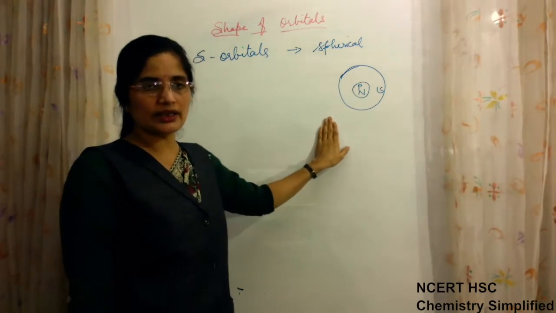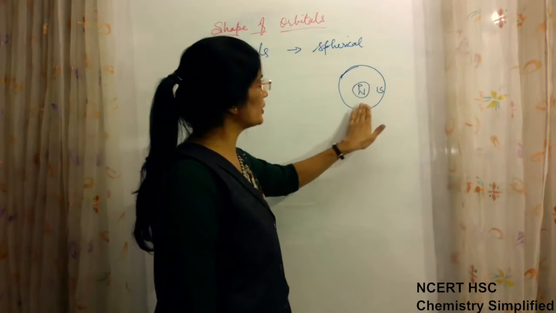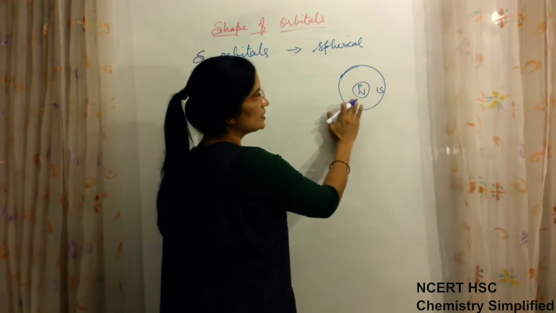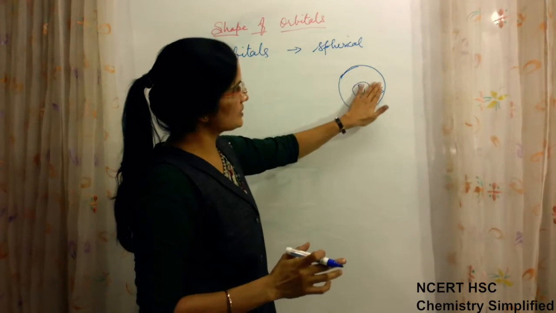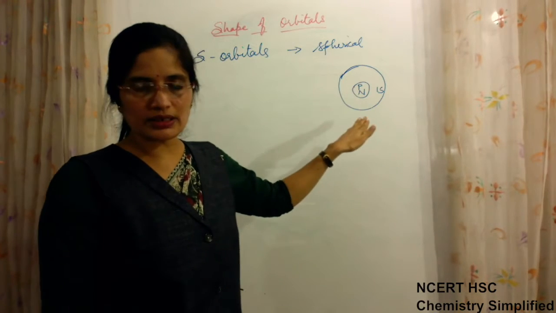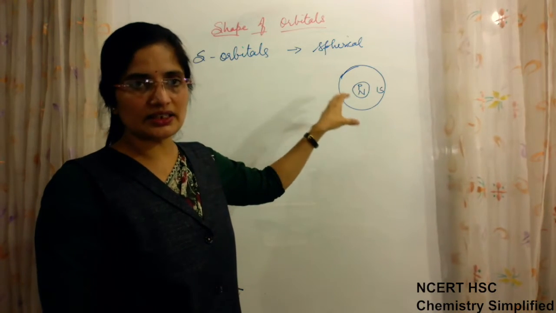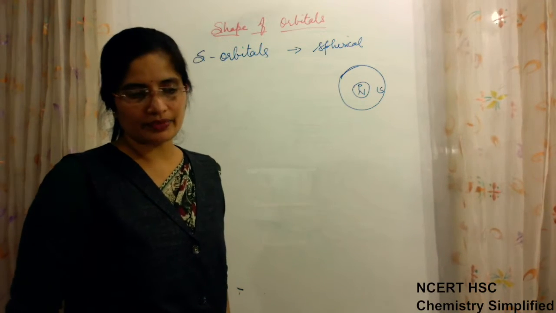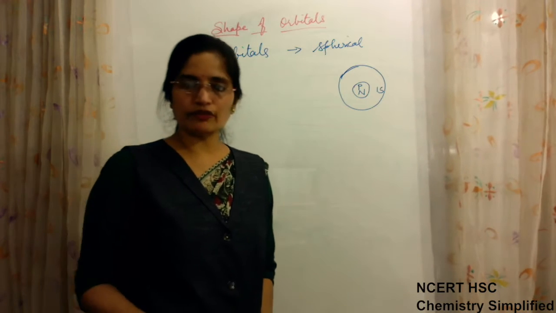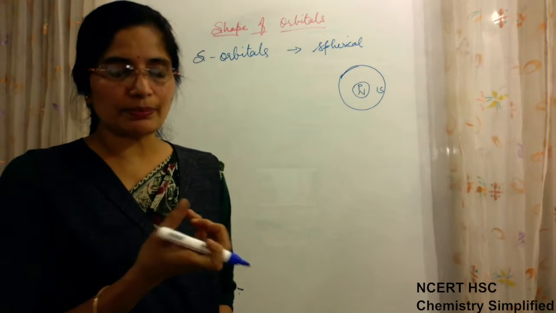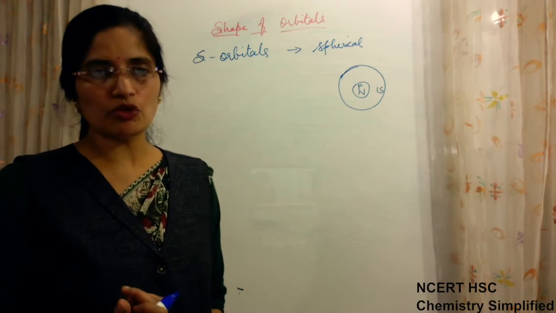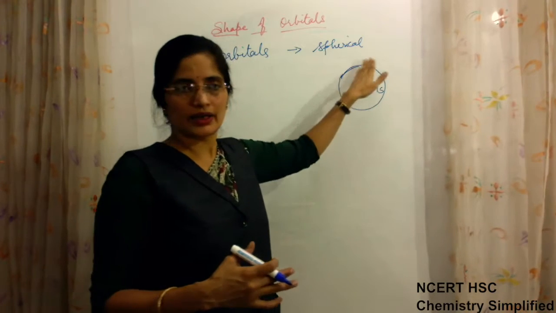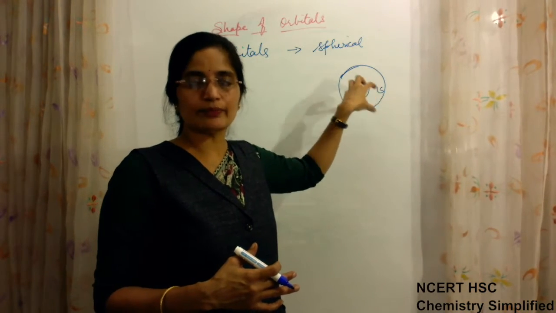Spherical in shape means what? The electron density in this particular orbital, the s orbital, is equal all around the nucleus, because the shape is spherical. And we said that an orbital is a place in 3 dimensions where the probability of finding the electron is maximum. According to the quantum mechanical model, we have already said that there is no fixed path or fixed orbit for the movement of the electron. It may be present in a specified area, and this specified area is known as an orbital.